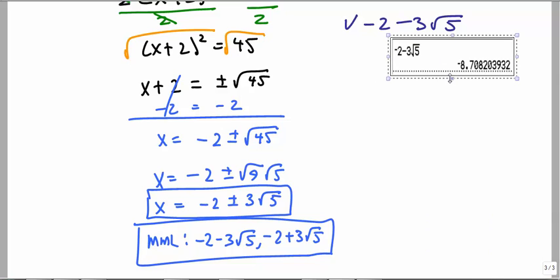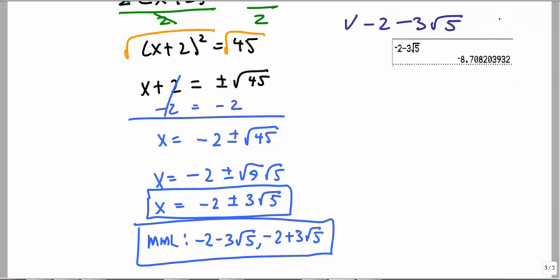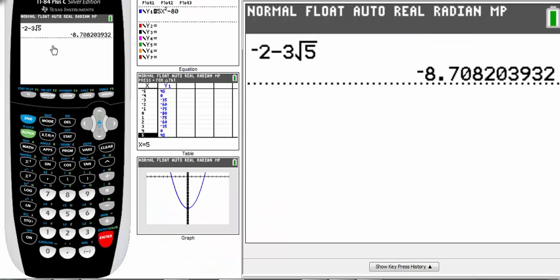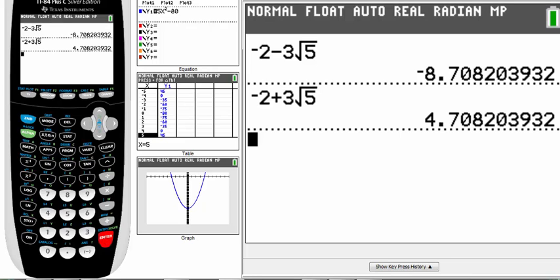Okay. Now let's go ahead and do the same thing for -2 plus 3 root 5. So -2 plus 3 root 5. So let's jump back into our calculator. Now some of you can just scroll up and edit your response here. I'm just going to put it back in again. Plus 3 square roots of 5. And here we get 4.708, etc.